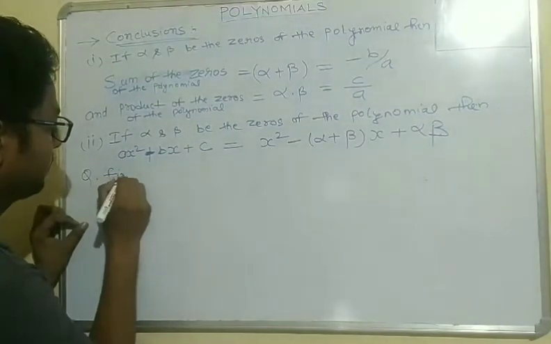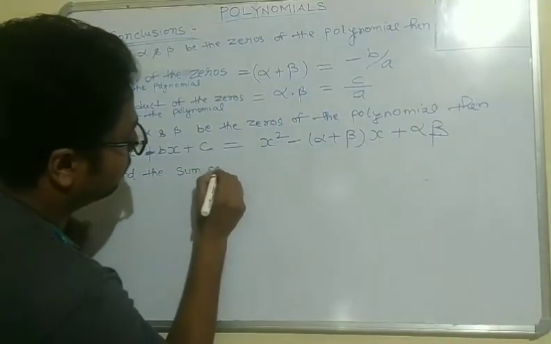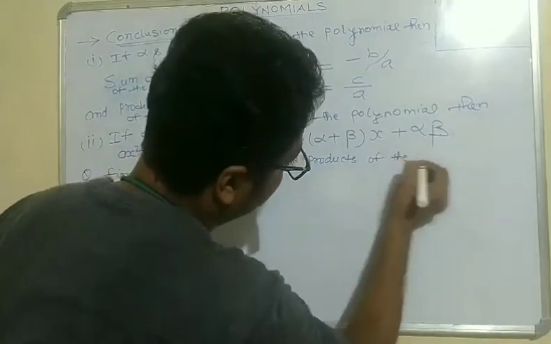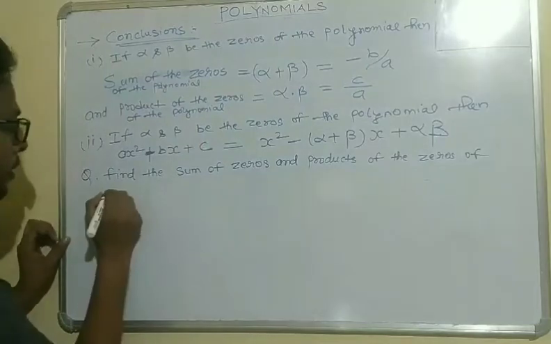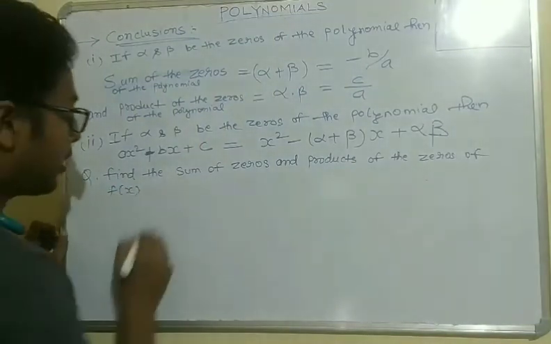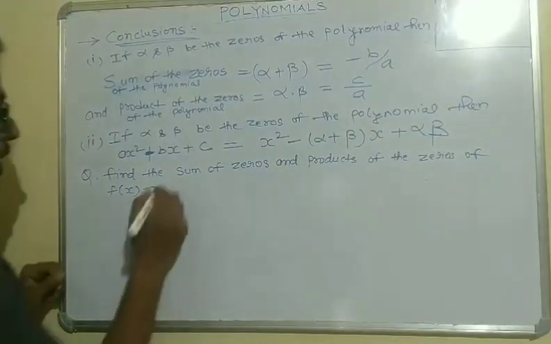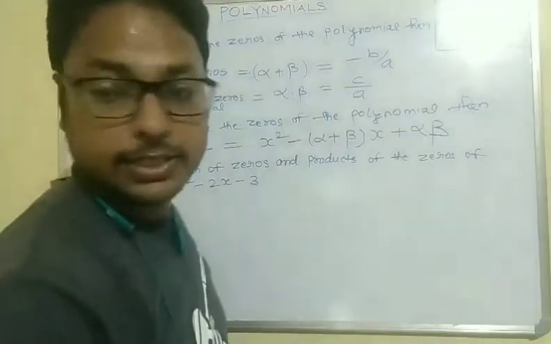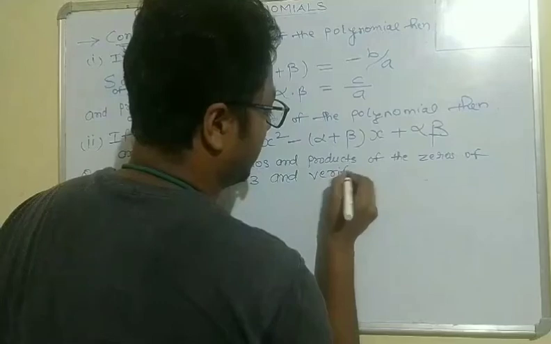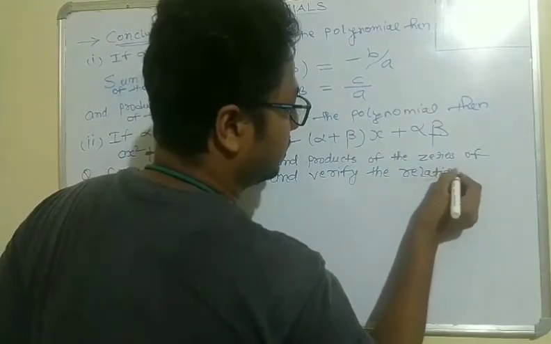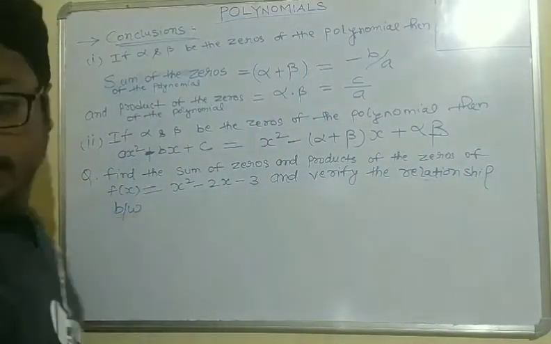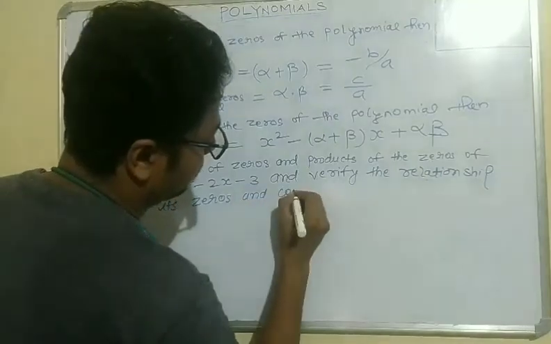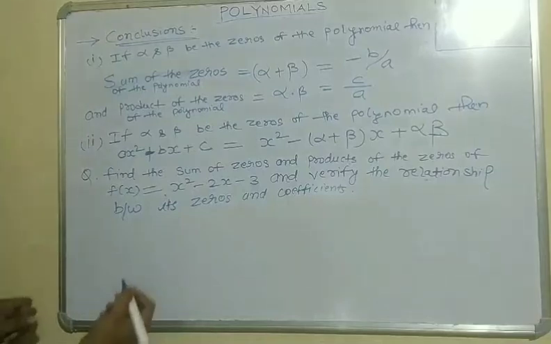First question is: find the sum of zeros and product of the zeros of the polynomial f(x) equal to x square minus 2x minus 3, and verify the relationship between its zeros and coefficients. Solution.